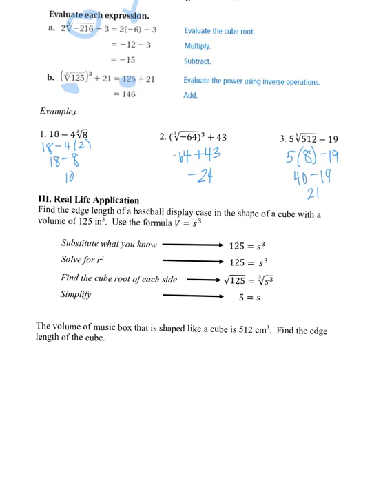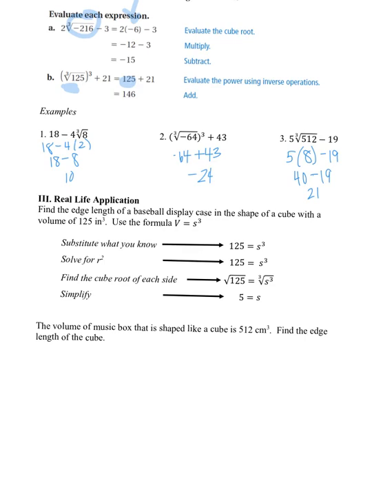Find the edge length of a baseball display case in the shape of a cube with a volume of 125 inches cubed. The formula for the volume is side cubed, because the formula for the volume of any rectangular prism is length times width times height. When you have a cube, you've got squares all around, so it's side times side times side. So you substitute in what you know, and since you have 125 equals side cubed, the inverse of cubing something is to cube root it, so you're going to get the cubed root of 125, which is 5.